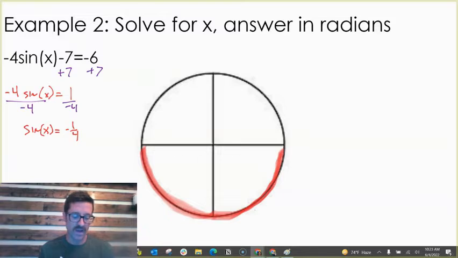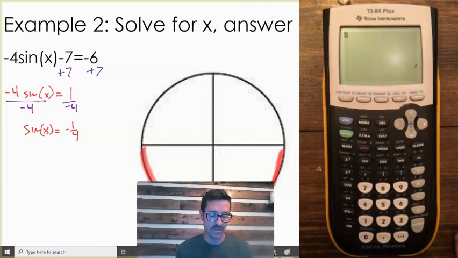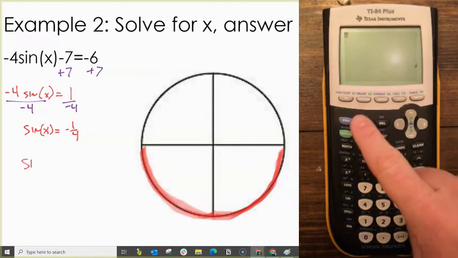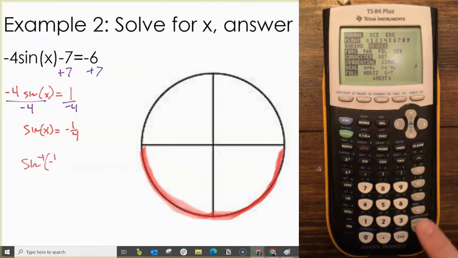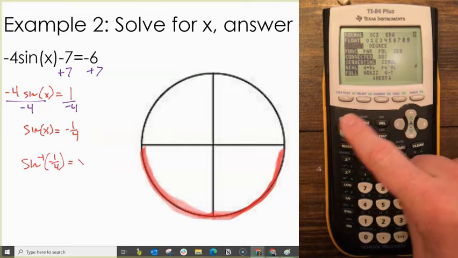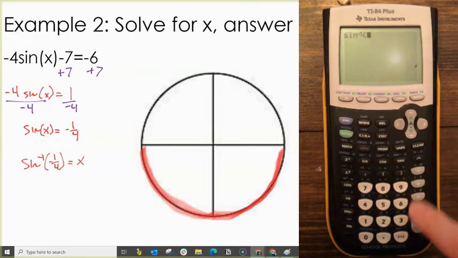So since it's not a unit circle value, we're just going to punch that into our calculator. We also need to make sure our calculator is in radians, and I'm going to show you how to do that. But if I type in sine inverse of -1/4, that's going to spit out the x value or the angle of rotation. And whenever we do that, if I'm in radians, I get x equals -0.25.